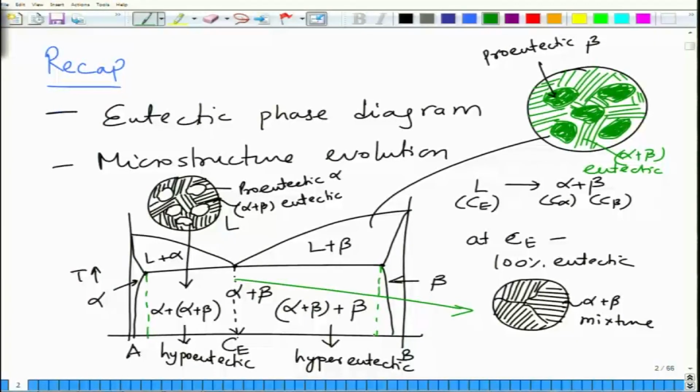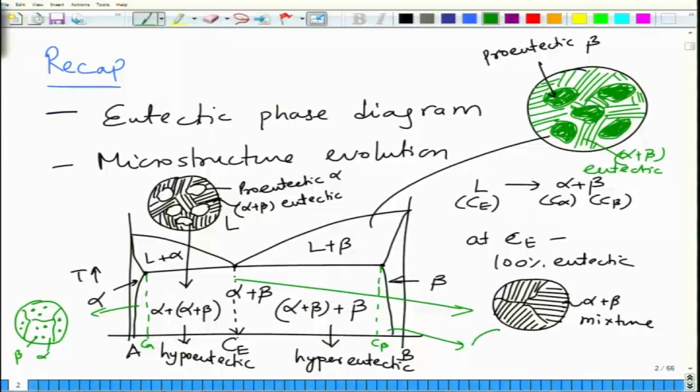The moment you are beyond these solid solubility points on the eutectic line, if you are below C alpha and C beta, then the microstructures are different. In these regions you will have predominantly alpha with some beta precipitated. So to the left of C alpha, the alloys will have alpha as a matrix and beta formed as a precipitate.